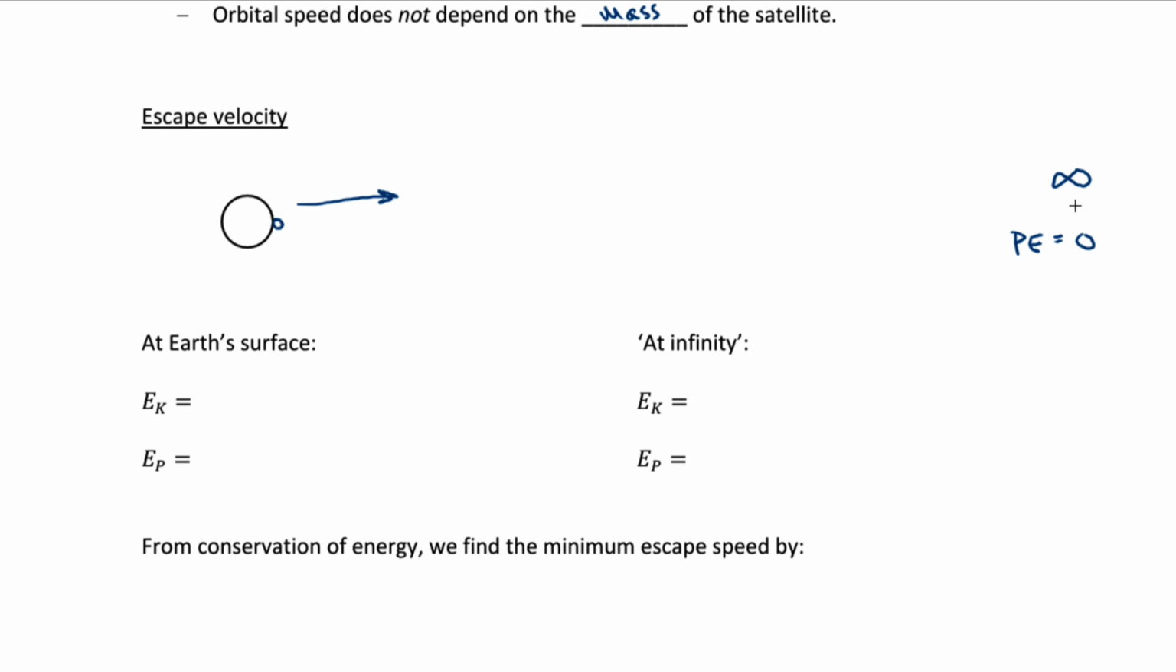Now that doesn't make sense really, it's never going to get to infinity, but just think of it that way. We want the kinetic energy at infinity to be equal to zero. So we have potential and kinetic energy equal to zero at infinity. What about at the planet where we start?